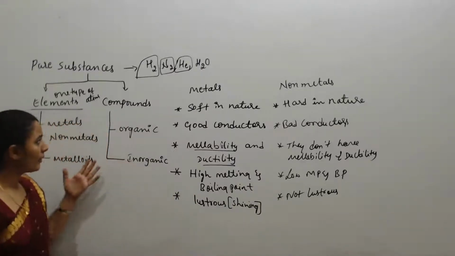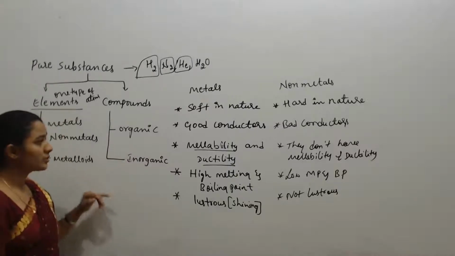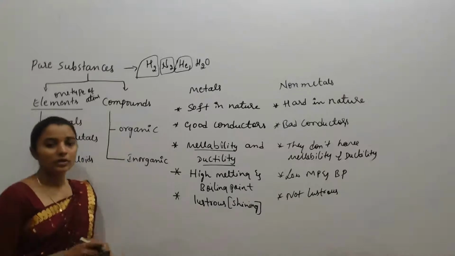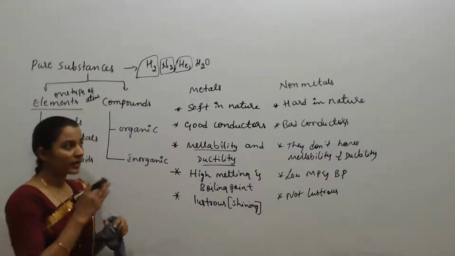So when we come to metalloids, students, metalloids are neither hard nor soft. All their properties are in between those of metals and non-metals.